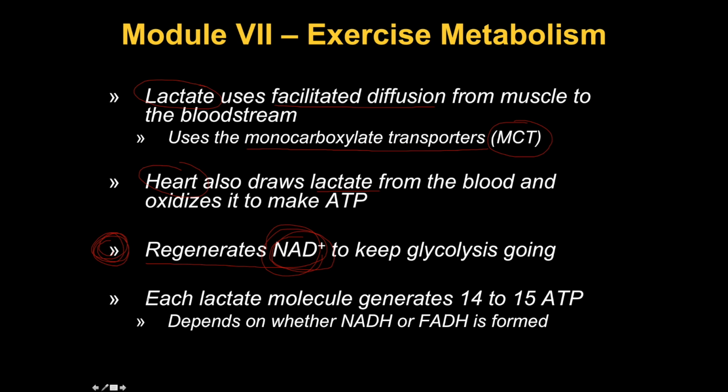And finally here, the last point, each lactate molecule is actually going to generate about 14 to 15 ATP. So there's a pretty decent amount of ATP that's going to be produced. And the varying level here, 14 to 15, is basically dependent upon whether you use NADH or FADH in order to produce that ATP.